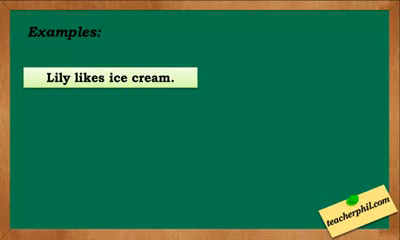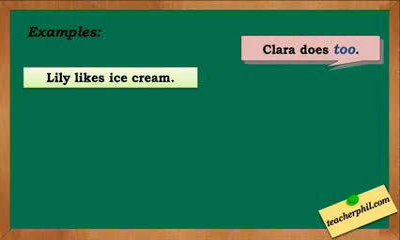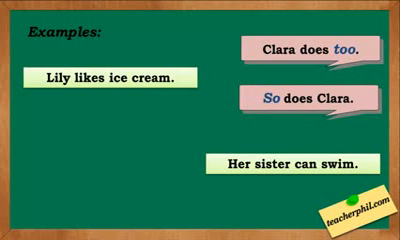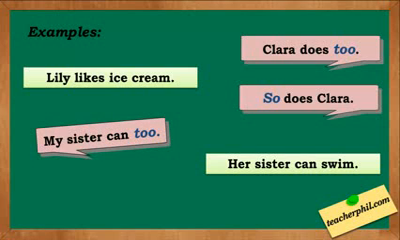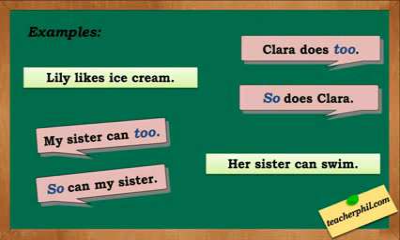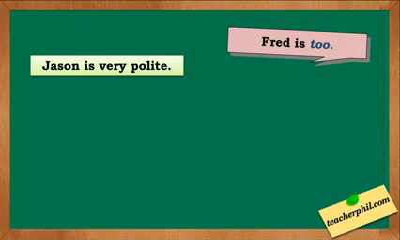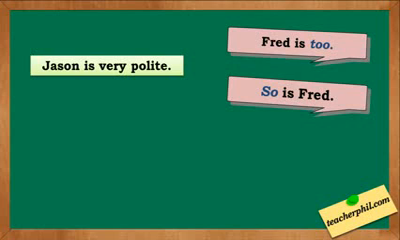Examples: Lily likes ice cream. Clara does too. Or, so does Clara. Her sister can swim. My sister can too. Or, so can my sister. Jason is very polite. Fred is too. Or, so is Fred.